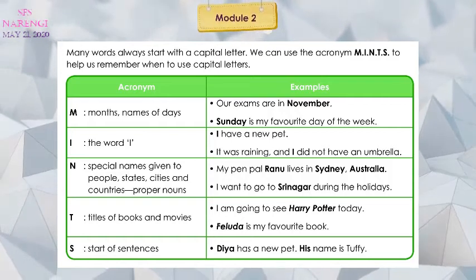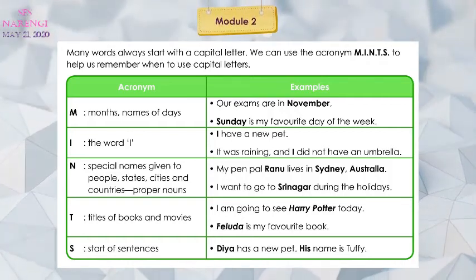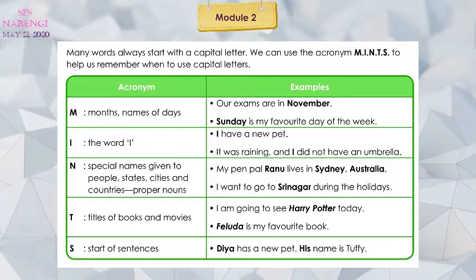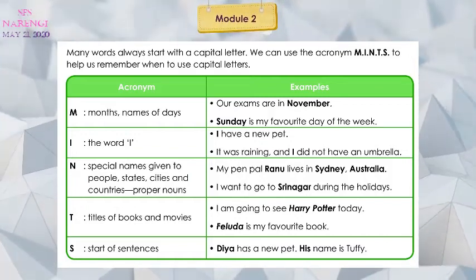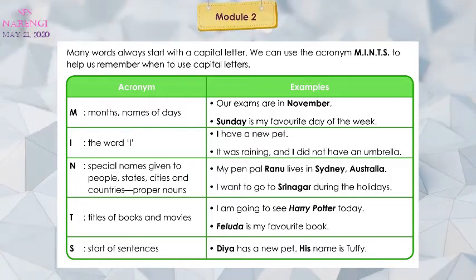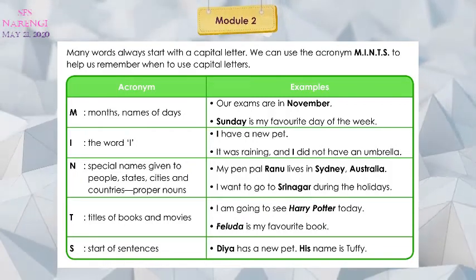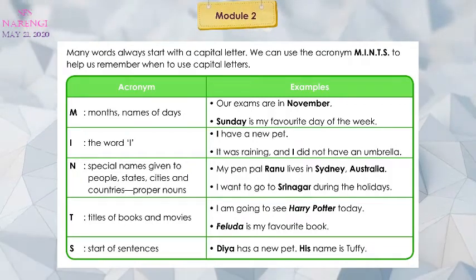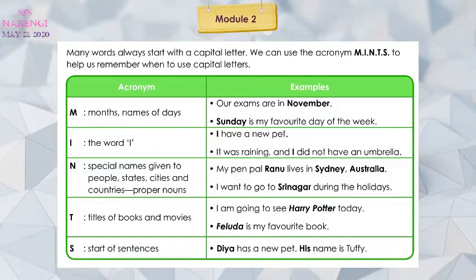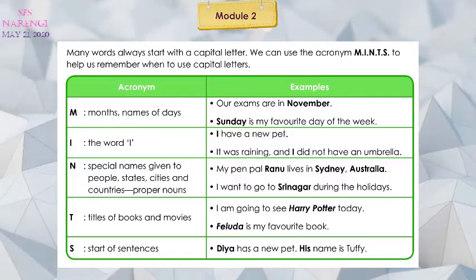Special names given to people, states, cities, and countries. Proper noun. Do you remember that we have done in module 1? Proper nouns, common nouns. Yes, so proper nouns are always written in capital letter. For example, my pal Ranu lives in Sydney, Australia.